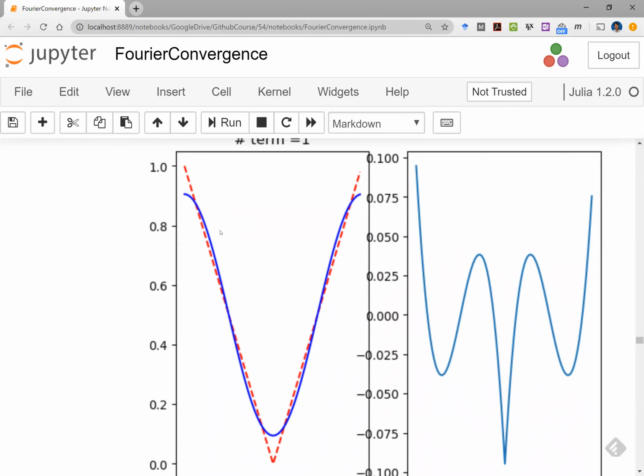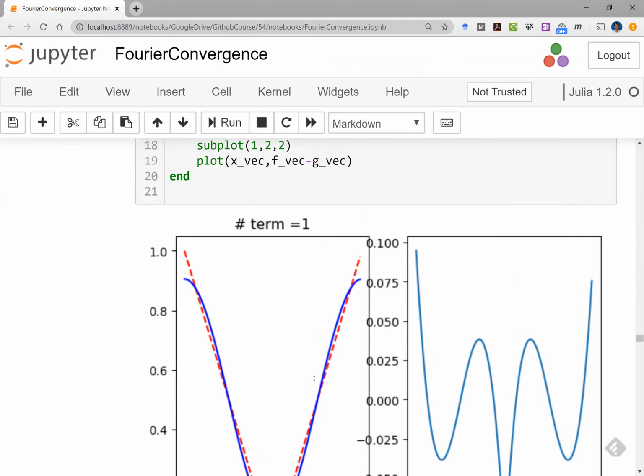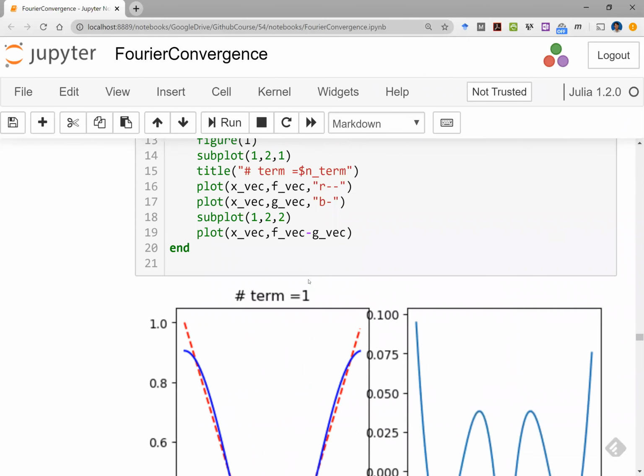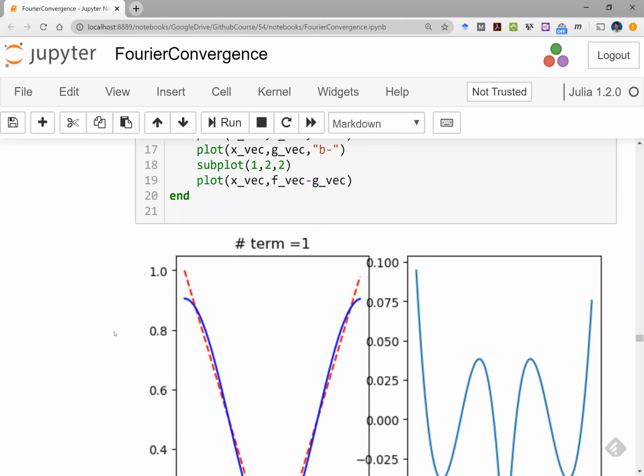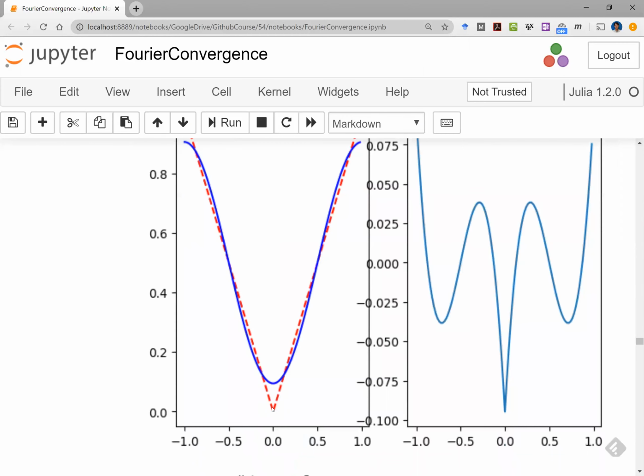Here, this is an even function. If you use one term as a constant, here the term number is a little bit wrong. So it should be +1. So if you use one cosine, then it looks like this, okay? So it's not just a cosine, it's a shifted cosine because it starts from 0.